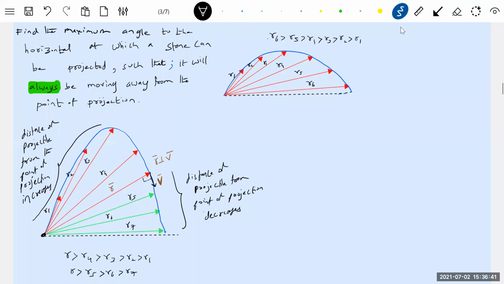So it is always moving away from the point of projection. So we have to bring in this necessary condition. Anywhere will it become perpendicular? No. Here somewhere R bar will become perpendicular to V bar; for the projectile to always move away from the point of projection, the position vector and velocity vector should never become perpendicular.